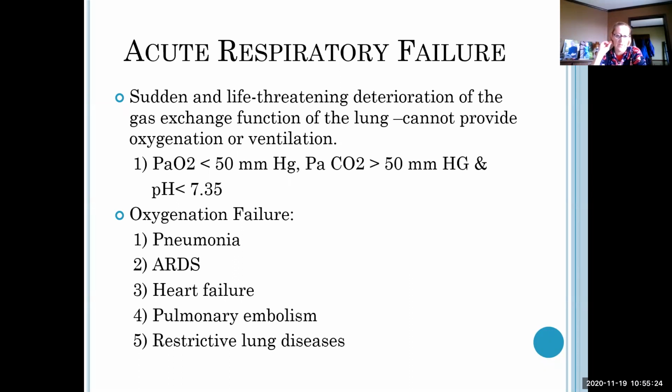So acute respiratory failure. Acute respiratory failure is a sudden and life-threatening deterioration of the gas exchange function of the lung; it cannot provide oxygen or ventilation. Common processes that often result in respiratory failure: pneumonia, ARDS, heart failure, pulmonary embolism, or restrictive lung disease.